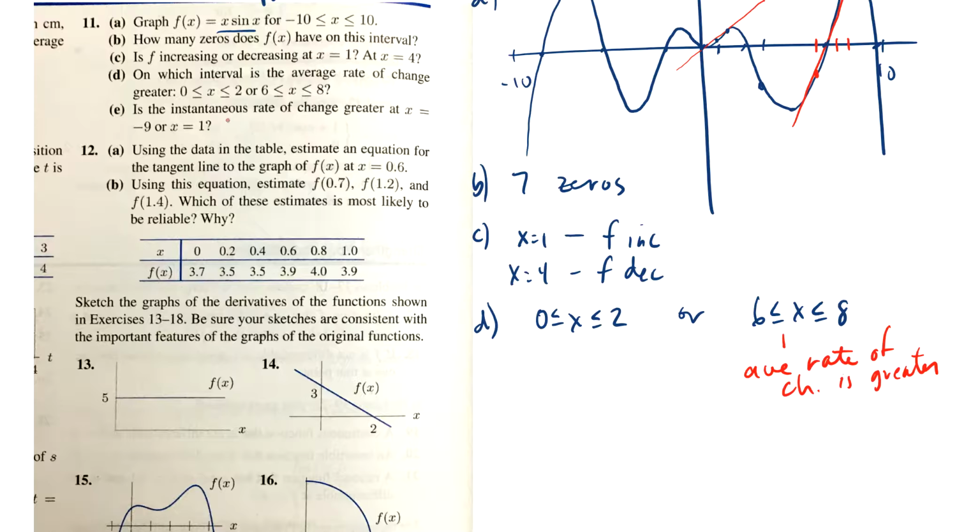Okay, is the instantaneous rate of change greater at negative 9 or at 1? Well, at 1, the instantaneous is the slope of the tangent there. At negative 9, it is up here, it looks like. So that looks a lot steeper than that guy. Okay, so E is going to be greater at x equals negative 9. That's the slope of the tangent line.